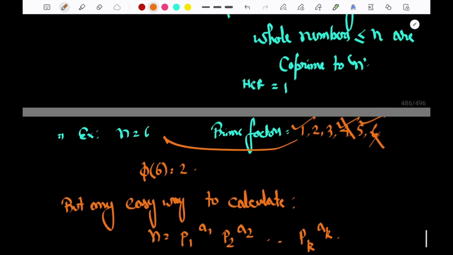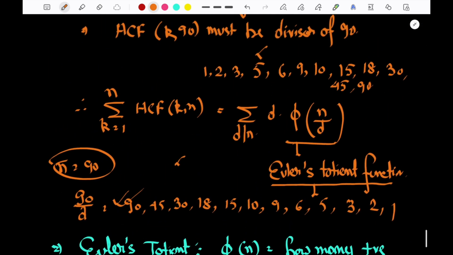Now what we are calculating here? We are calculating HCF of k comma n. So basically HCF of k comma n, how we are going to calculate? Instead of calculating individual HCF, what we did? We saw the divisors, how many divisors are there, and we multiplied it with Euler's quotient function.